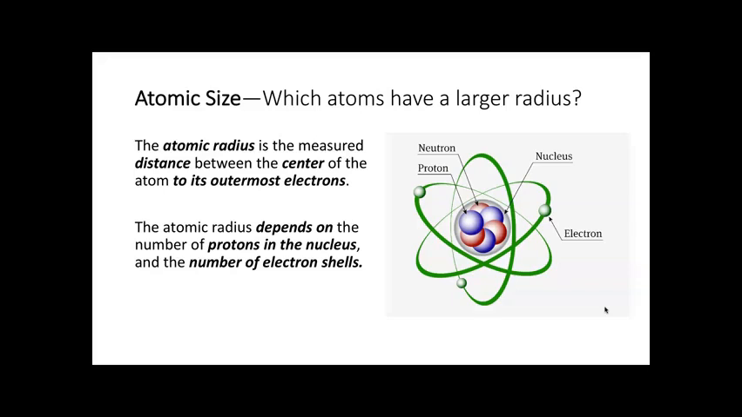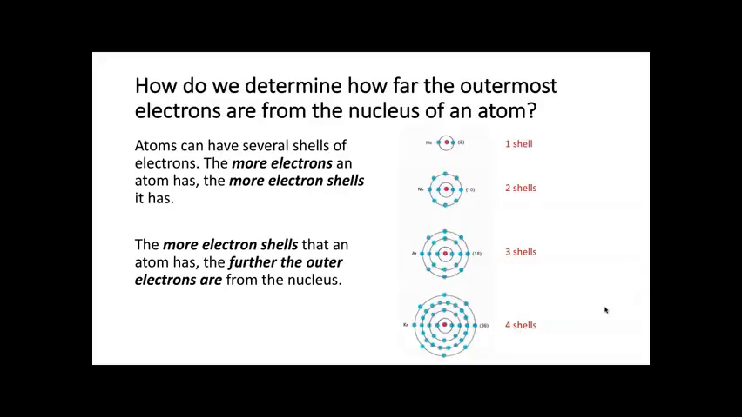So the atomic radius is going to depend on 2 things mainly. It's going to depend on the number of protons in the nucleus, and it's also going to depend on the number of electron shells. So my students probably haven't heard the term electron shells before, so I'm going to have to walk through with them and explain what that means.